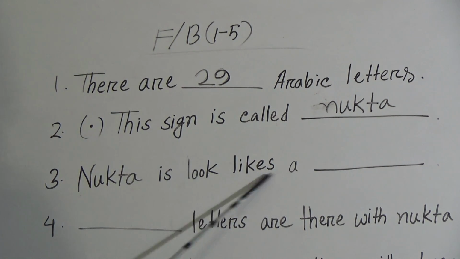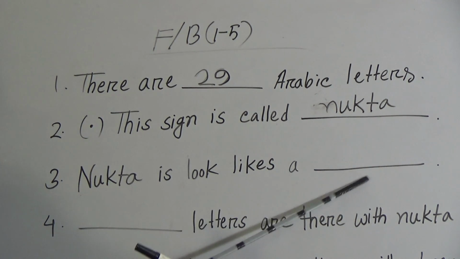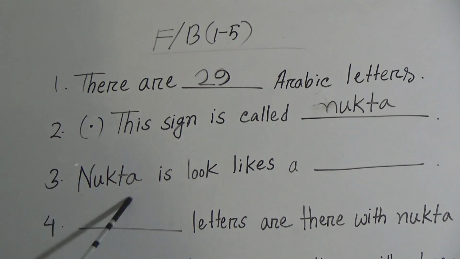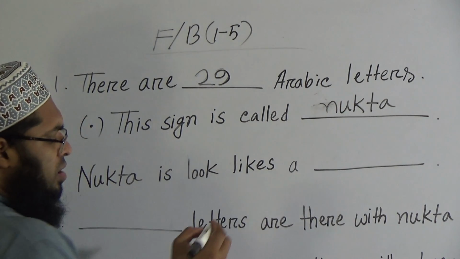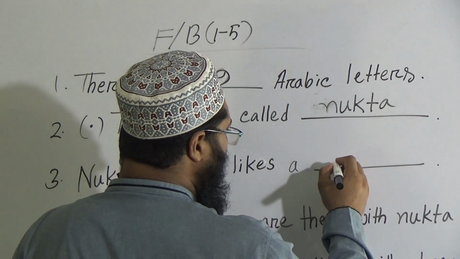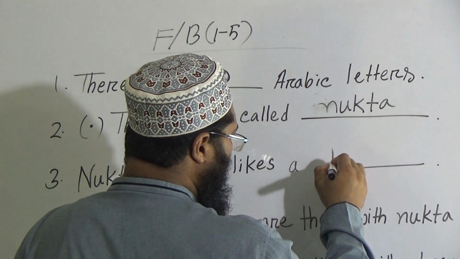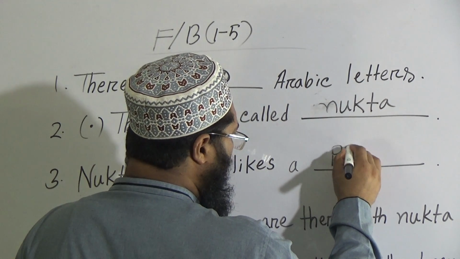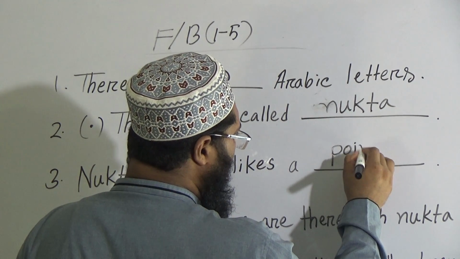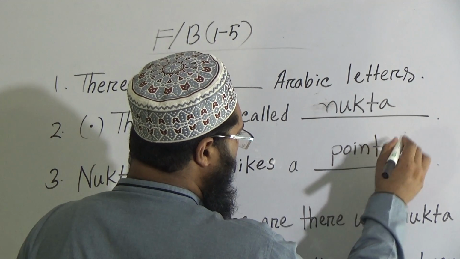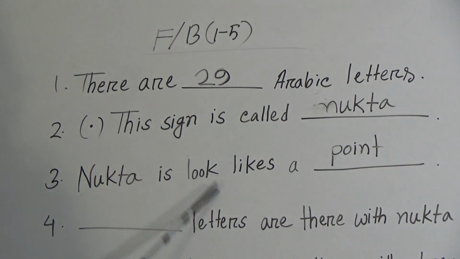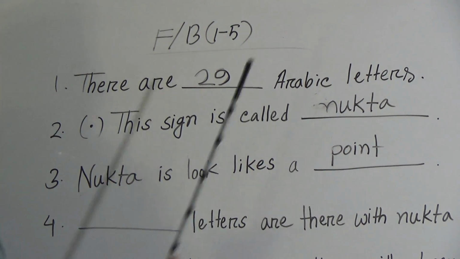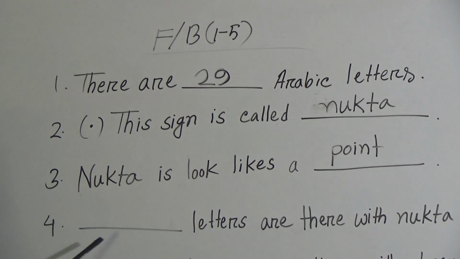Now number 3, my dear students, nukta looks like a dash. What will be the answer? Yes, my dear students, nukta looks like a point. So our answer will be point. Now I am writing the answer point. P O I N T, point. Nukta looks like a point.